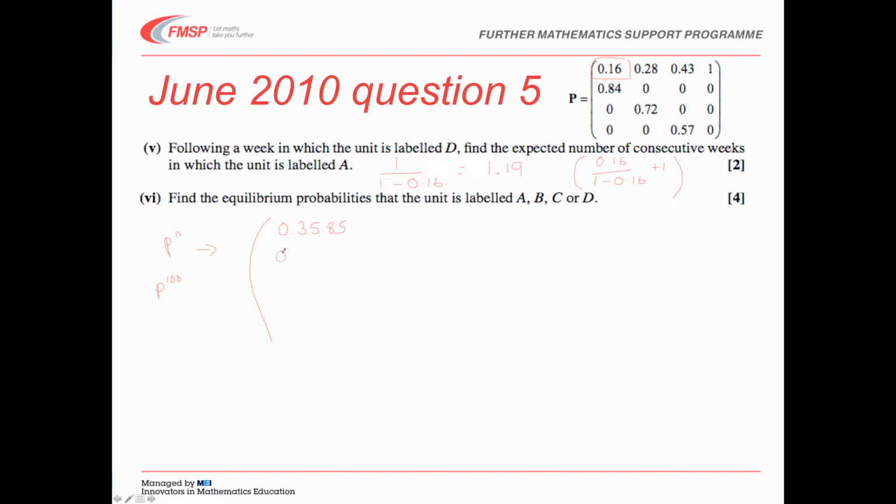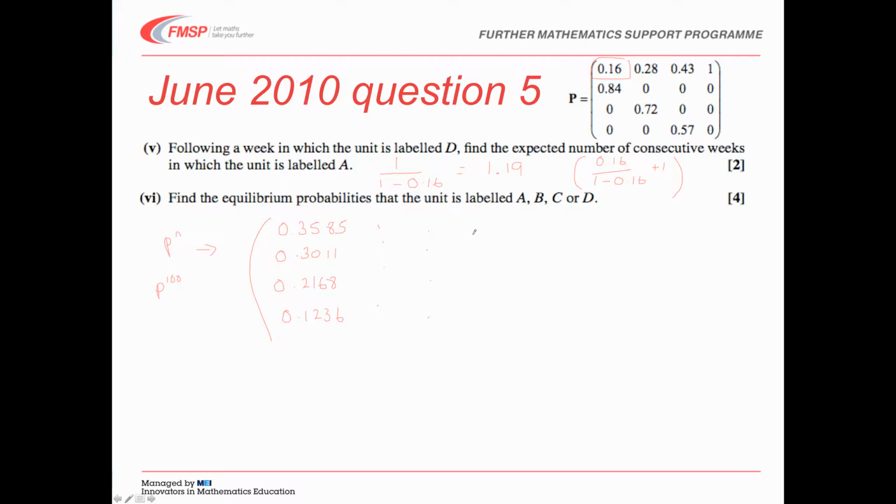So just be careful that in this case the columns are all the same, and if they're not looking like they're going to all be the same, then you might need to go to a higher power if they're quite close. If they're all different, then what you need to check is that if you go P to the n plus 1, P to 101, or P to the 200, that you get the same matrix. So just be wary of that.